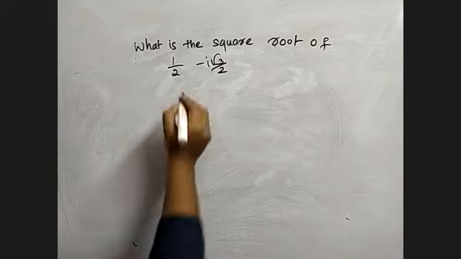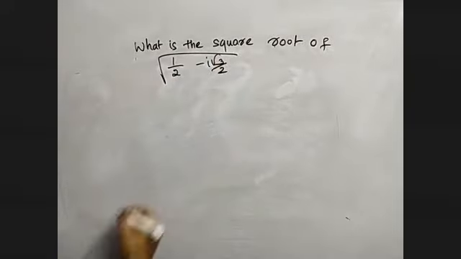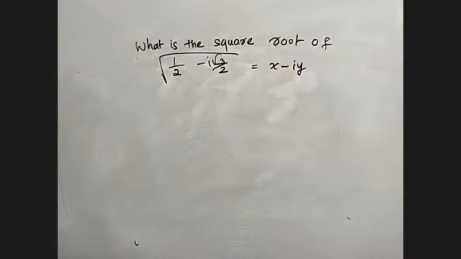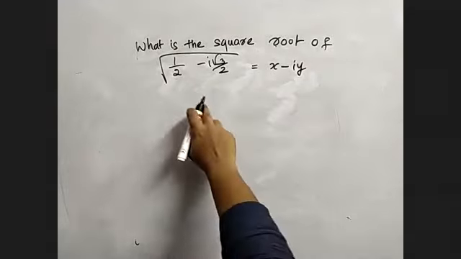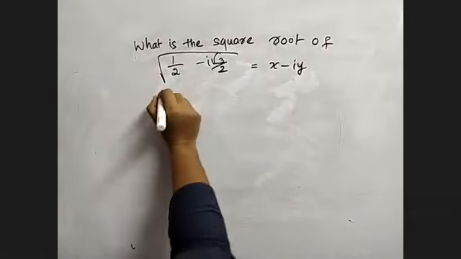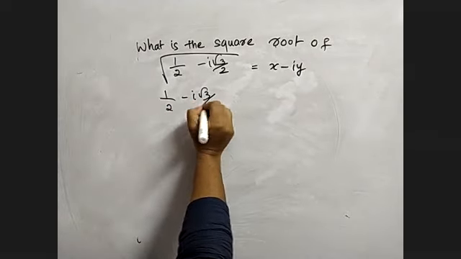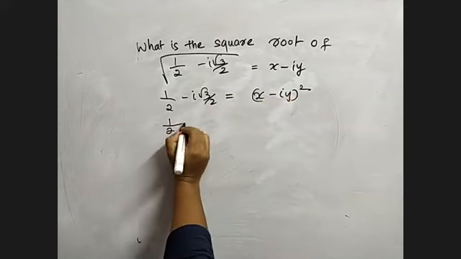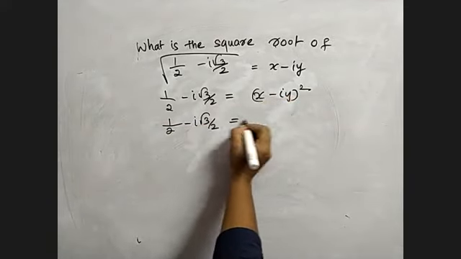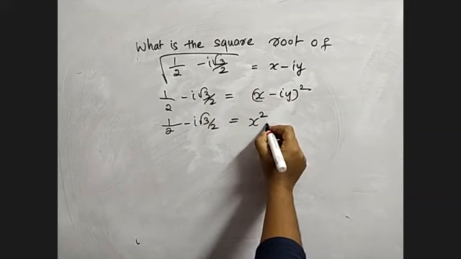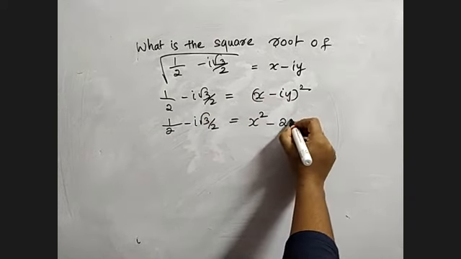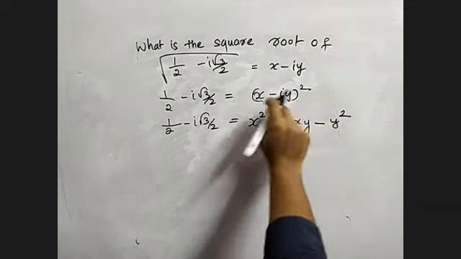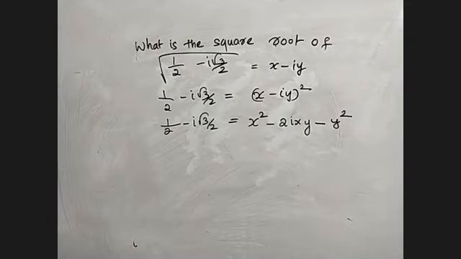How can we do this? We need to find the square root. I'm just assuming this as x minus iy. Then I'm taking the square on both sides. So 1 by 2 minus i root 3 by 2 is equal to x minus iy the whole square. What I'll get? 1 by 2 minus i root 3 by 2 is equal to x square minus 2ixy minus y square, because this i square will become minus 1. So minus y square.